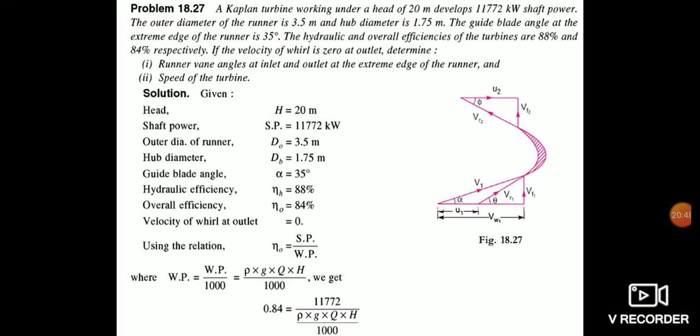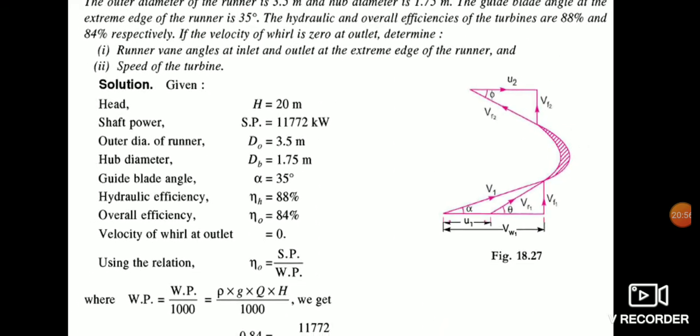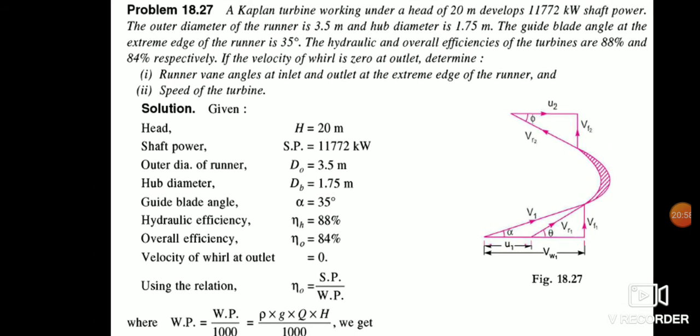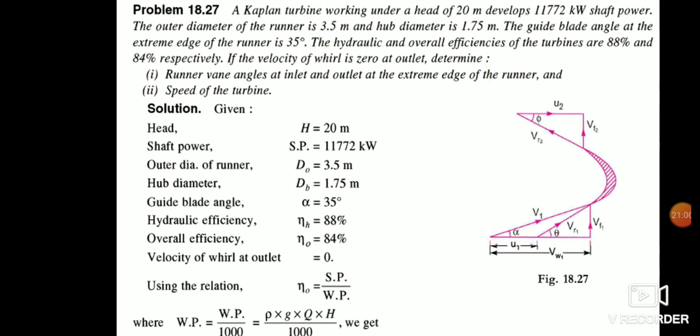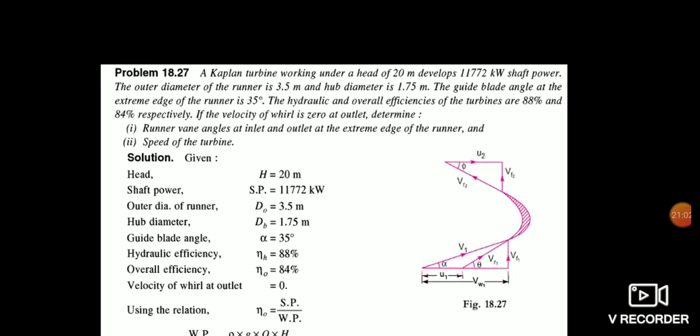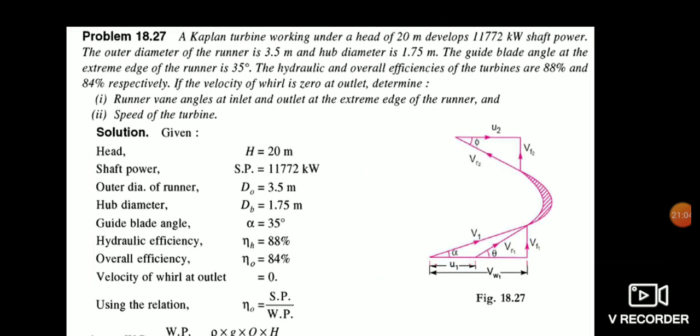Now we'll see an example of the Kaplan turbine. So a Kaplan turbine is working under a head. The head H is given now. Here the Kaplan turbine is working under a head of what? 20 meter. So 20 meter is the head. Therefore H is equal to 20 meter.